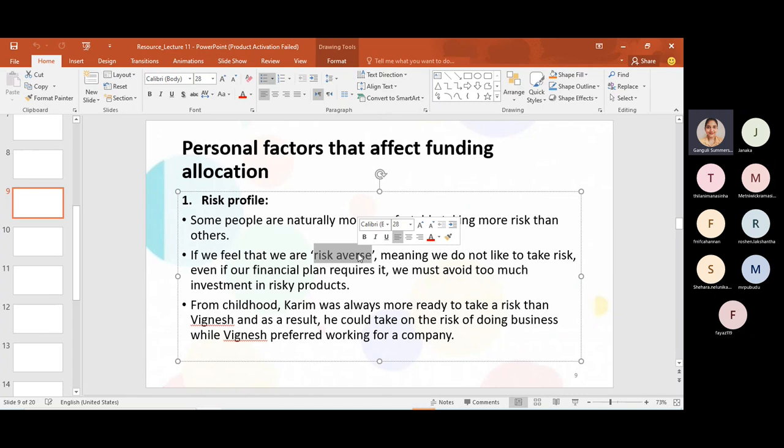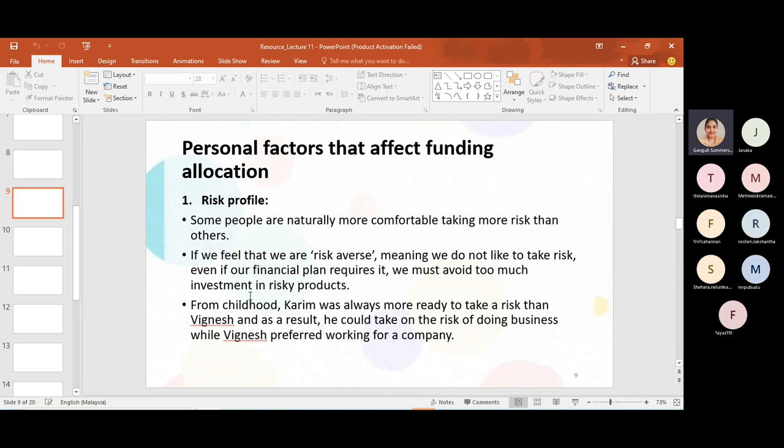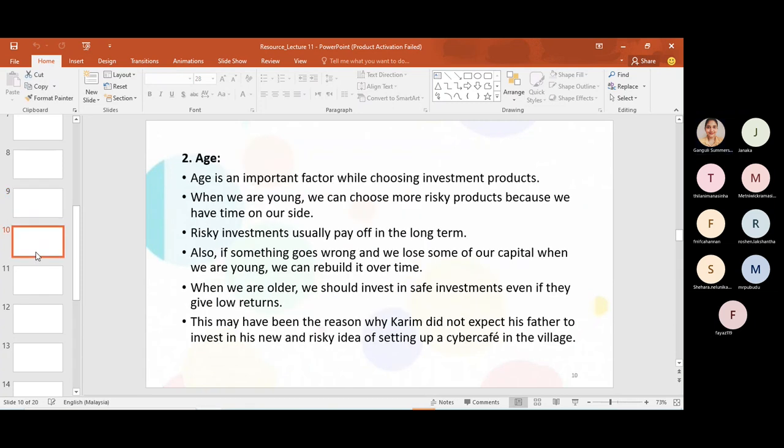Vignesh is risk averse. Okay, so Vignesh does not like to take risks. Vignesh is quite bad at taking risks. So he preferred working for a company. He started working in a company. Okay, so the person who can take risks started up a business, and the person who cannot take risks started working in a company. Okay, so that is what we can learn from the case study about risk profile.